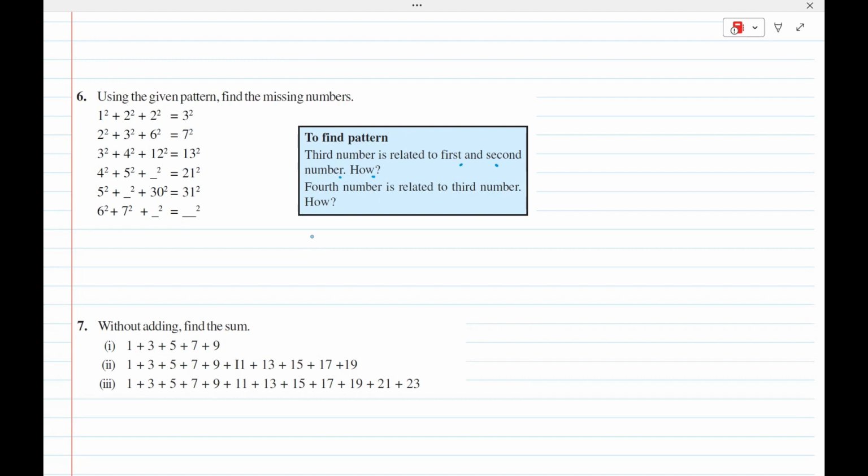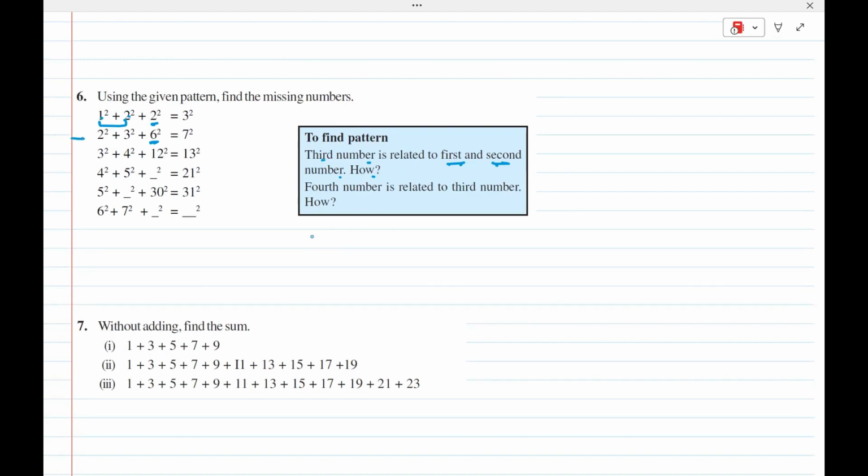See here. I can see 1 square, 2 square. Again, 2 square, 3 square. Here, 2 square, 3 square, 6 square, 7 square. Means what? Here I can see in the first one, I cannot relate the first and second number with the third, because it says third number is related to the first and second. I can't find the relation.